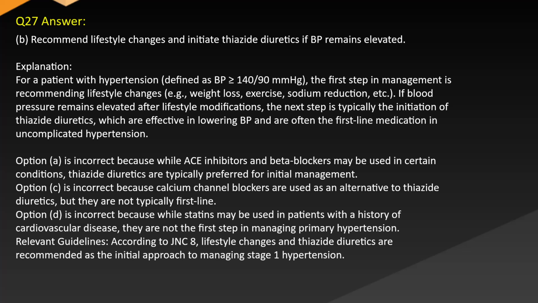Option A is incorrect because while ACE inhibitors and beta blockers may be used in certain conditions, thiazide diuretics are typically preferred for initial management. Option C is incorrect because calcium channel blockers are used as an alternative to thiazide diuretics, but they are not typically first line.